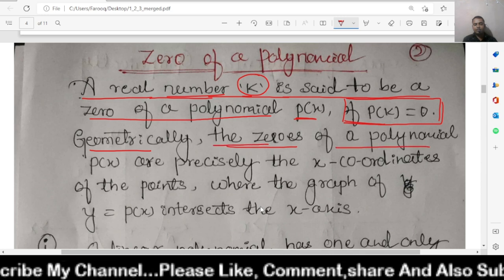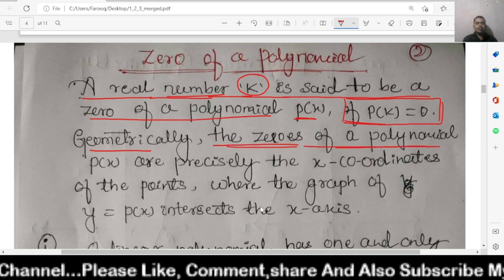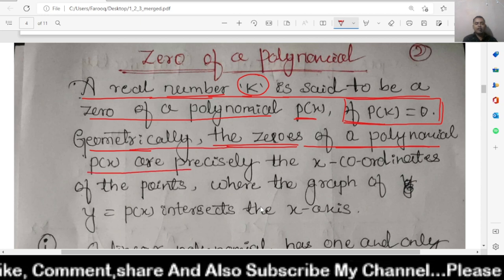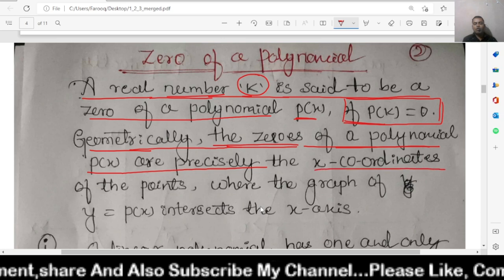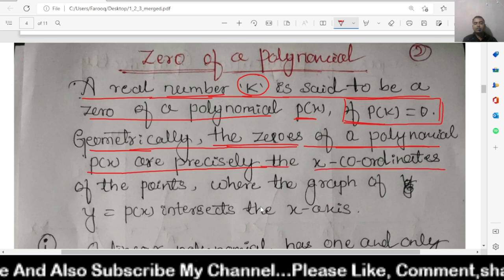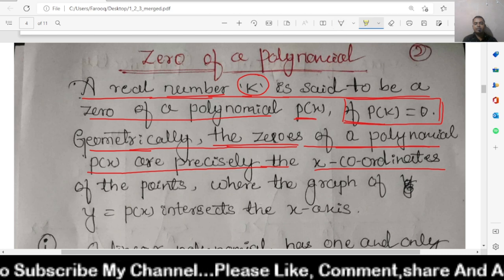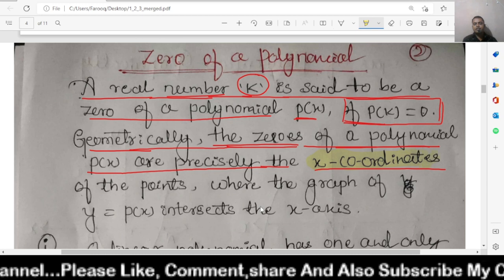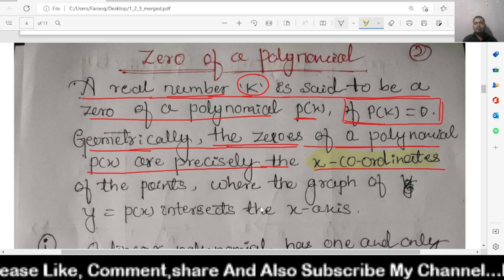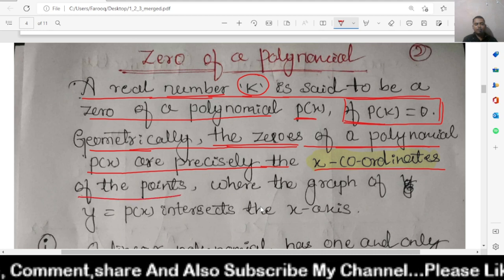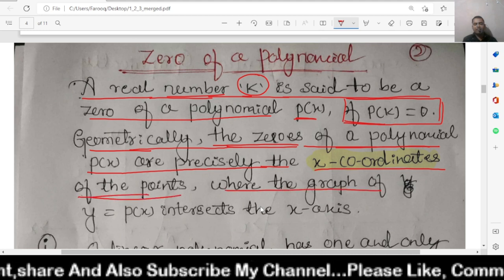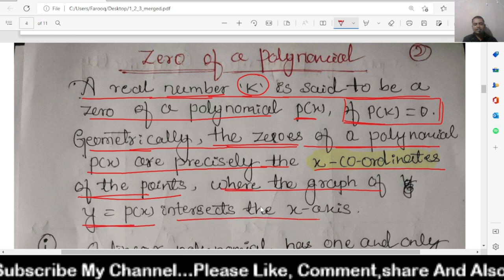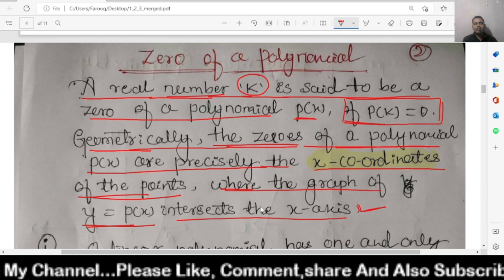Geometrically, the zeros of polynomial p of x are precisely the x coordinates. It is very important. Remember this one. The x coordinates of the points where the graph of y is equal to p of x intersects the x axis.